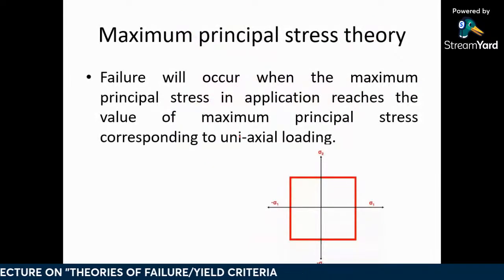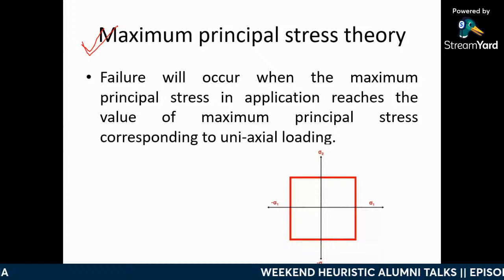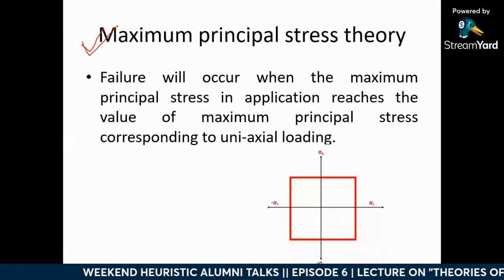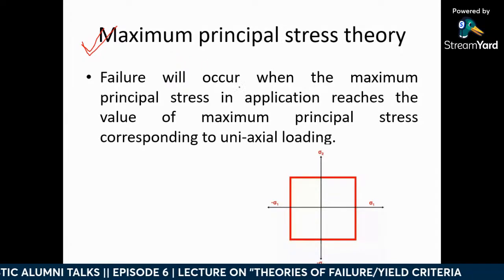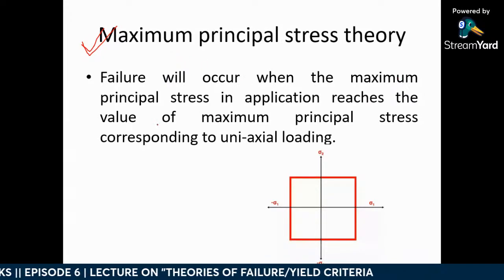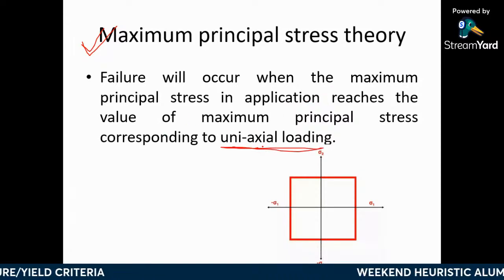Okay, so now we'll introduce what are the different theories of failure we are having. The first one is maximum principal stress theory. This is also called Rankine's theory. Okay, so what this says, failure will occur when the maximum principal stress in application reaches the value corresponding to uniaxial loading.